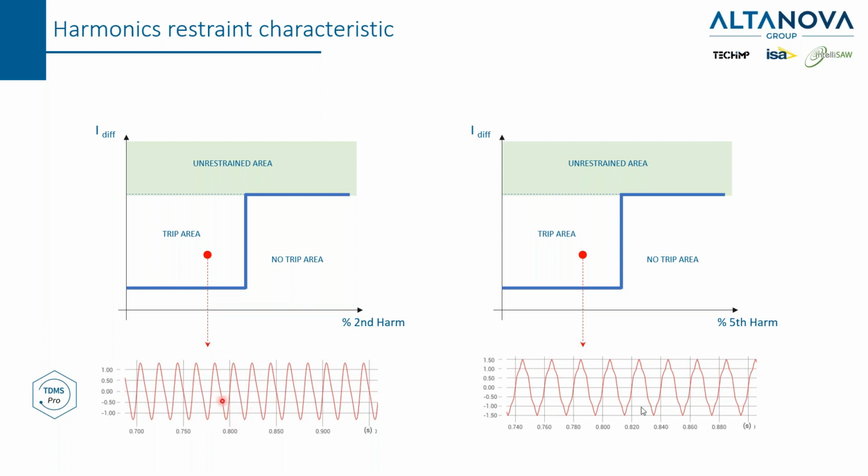This waveform is a screenshot taken by the software. So if you want to test the harmonic restraint, you can simulate points here, and this is the waveform. You can see that there is a small percentage of second harmonic superimposed on the 50 Hz. In case of fifth harmonic, the concept is the same, but the waveform will have this shape.